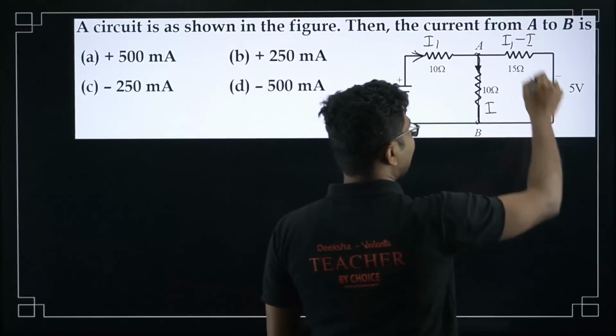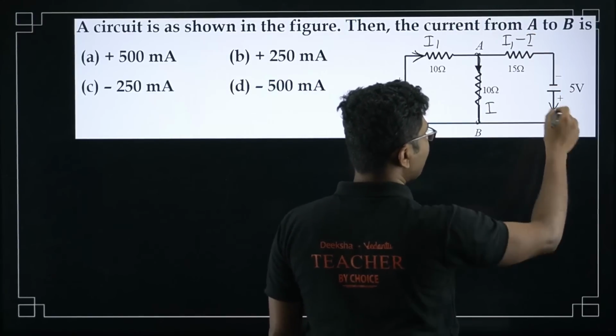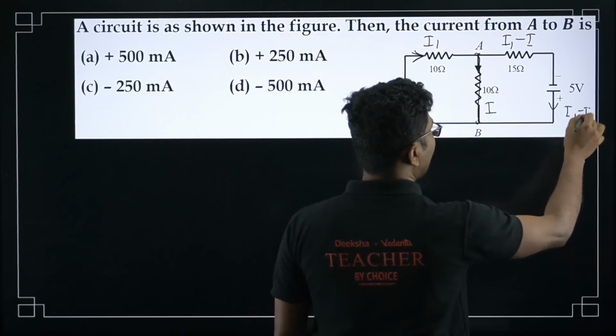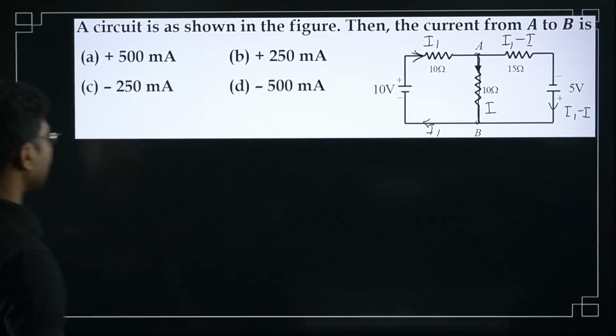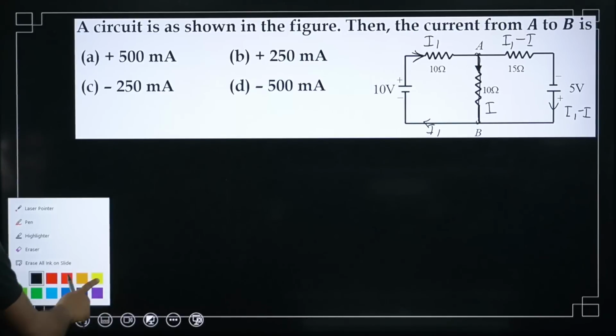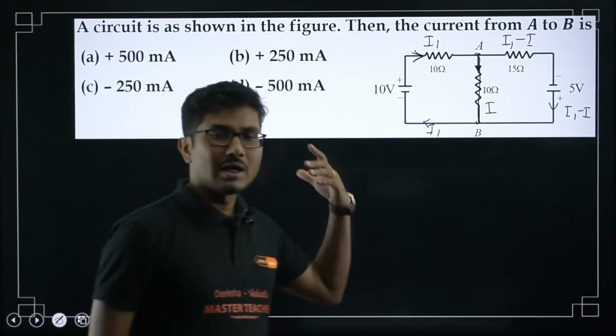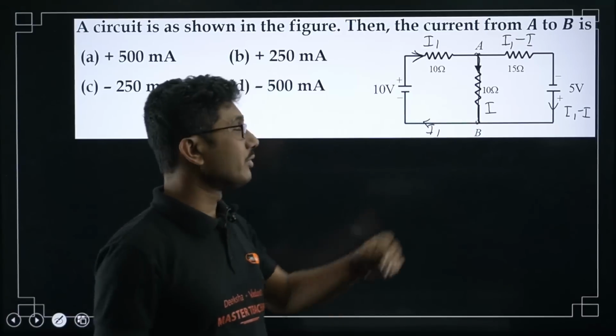Okay, this is going in this direction, right? So I1 minus I, this will also give you I1 minus I, and after they meet here, it will give you I1. Okay, simple calculation. You can simply apply Kirchhoff's voltage law to calculate it. There is one more shortcut method, but at this point of time, I don't want to teach you that.